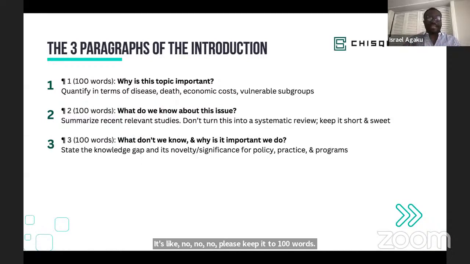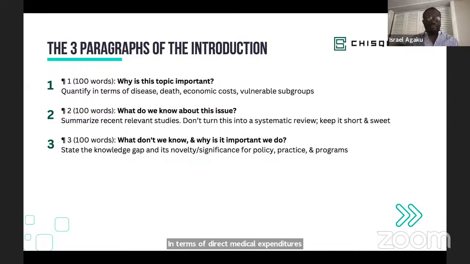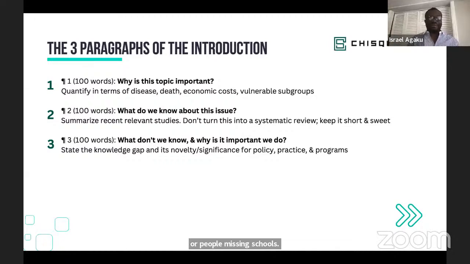And then the third paragraph, what don't we know and why is it important that we do? So here you've told us that it's important for so and so reasons. Smoking is a leading cause of death. It is important because smoking kills 500,000 Americans every year. Smoking costs us billions of dollars in direct medical expenditures and lost productivity from people being hospitalized or people missing school. Smoking causes environmental pollution. We have a lot of fish that die. All of these reasons are establishing why it's important, right?